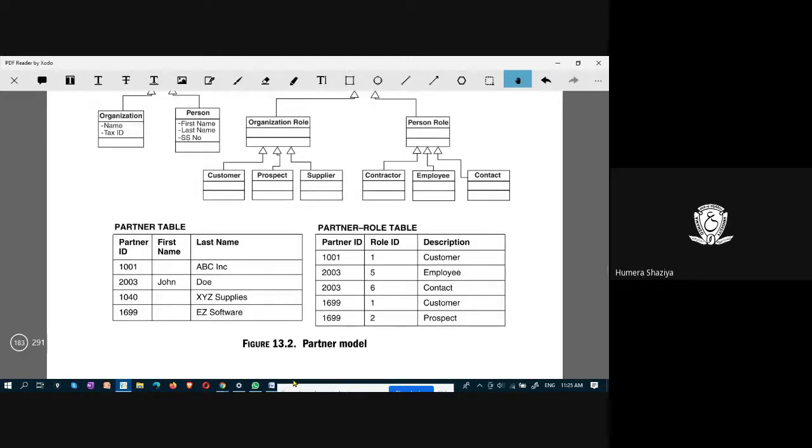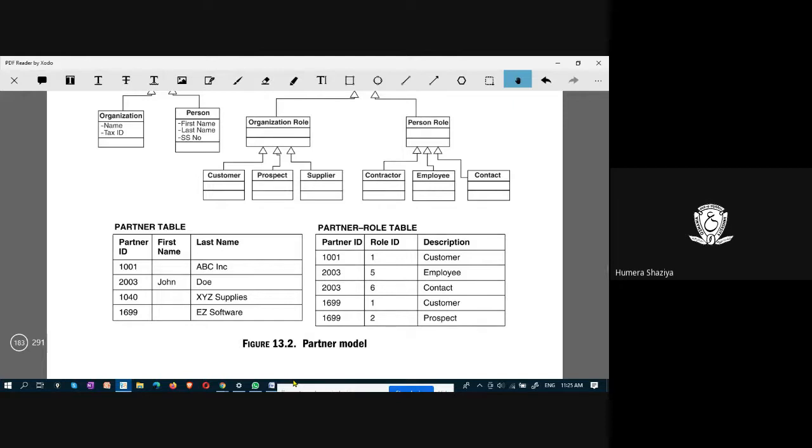Here, customer role ID is 1 and partner ID is something. Employee role ID, contact role ID, customer role ID. And customer role ID, you see, wherever you find customer, role ID is same. Partner ID might differ, but role ID is same. So from the role ID, it can be known that this one is a customer, and this one is a prospective customer, that person may turn out to be a customer in future.